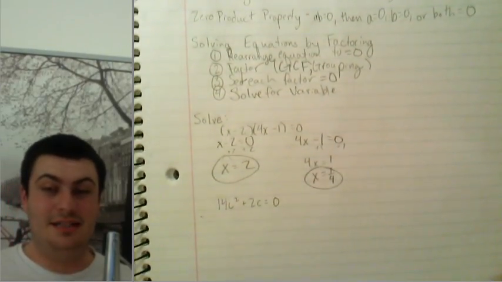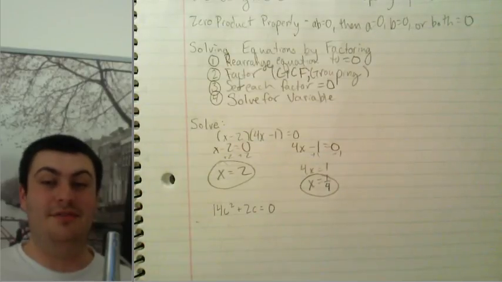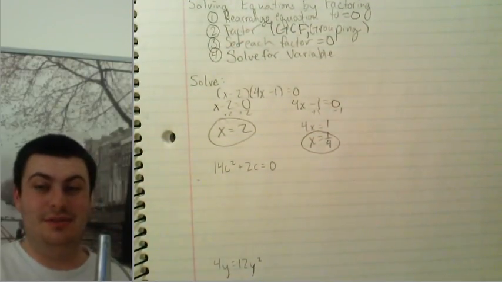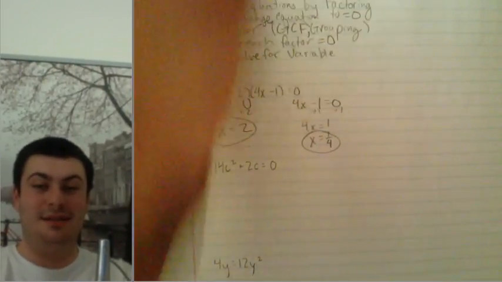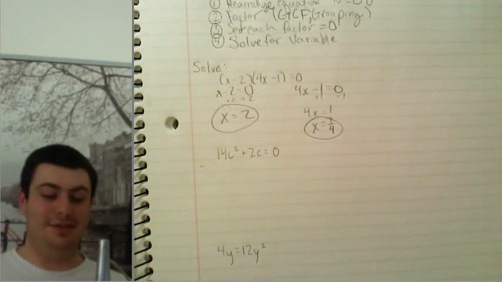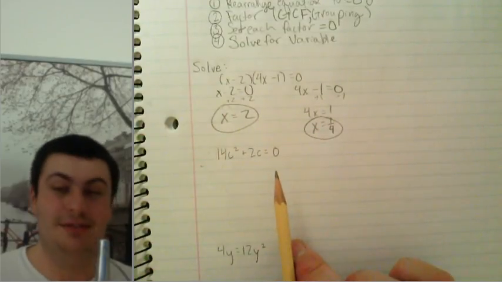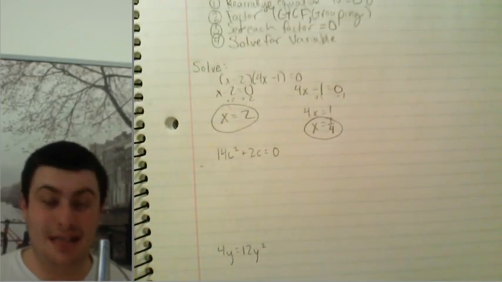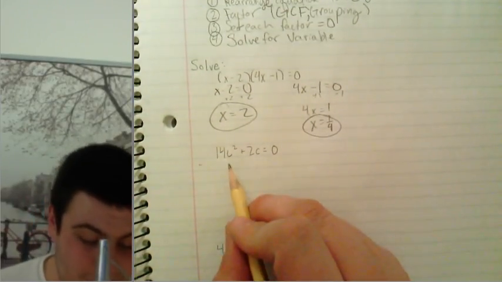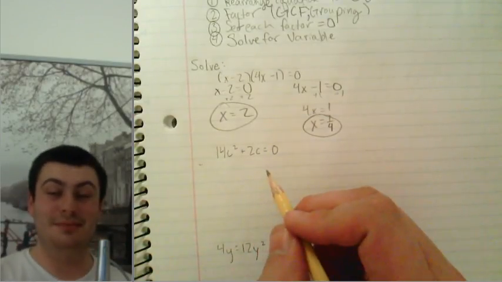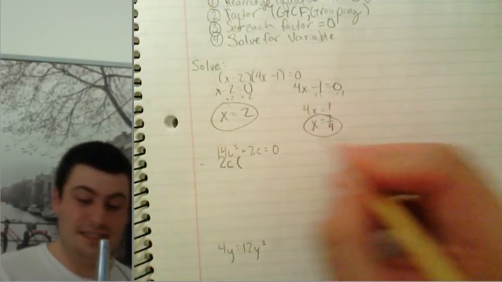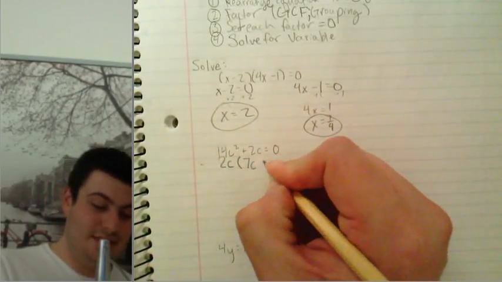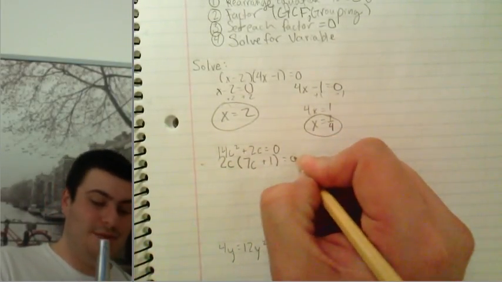Now, if we're asked to solve 14c squared plus 2c equals 0, I need to rearrange on my desk here a little bit. 14c squared plus 2c equals 0. First thing we need to do, is it equal to 0? Yes. Great. Now we need to factor. Let's see, between 14c squared and 2c, my greatest common factor is going to be 2c. So what's left at each term? 7c plus 1 equals 0.